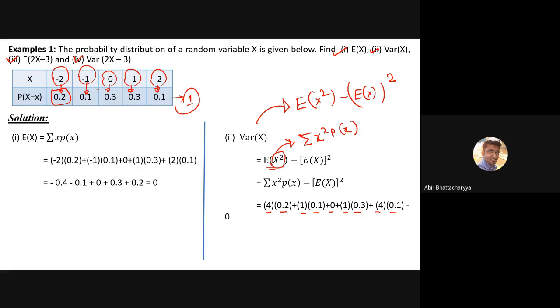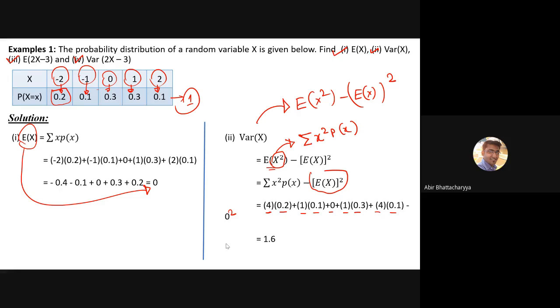Minus expectation of x whole square. We have already calculated expectation of x. Expectation of x is 0, so 0 squared minus 0 squared is 0. Final answer is 1.6. 1.6 is the variance.